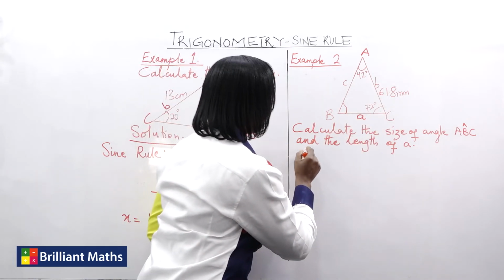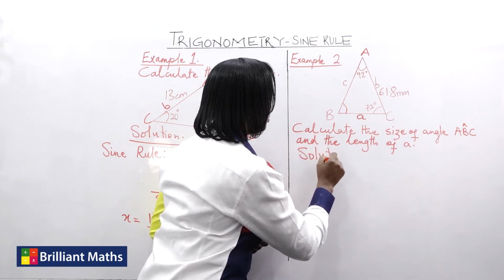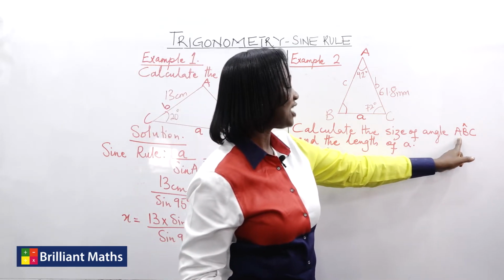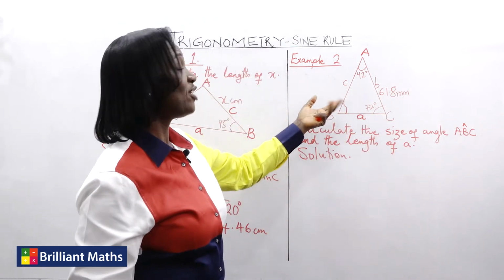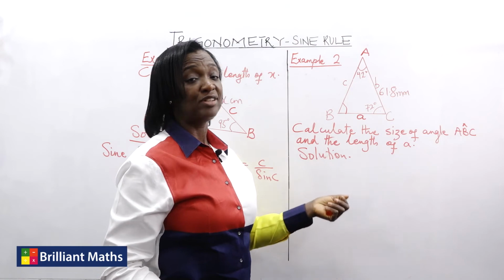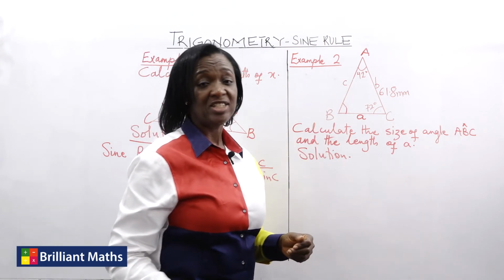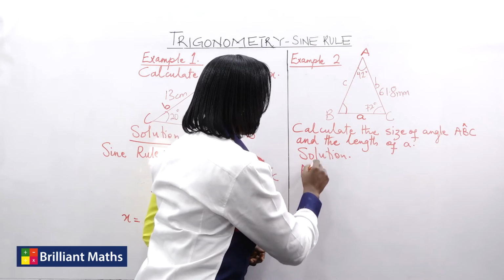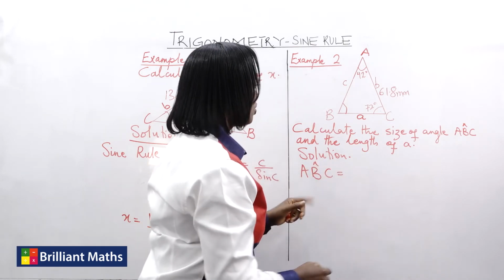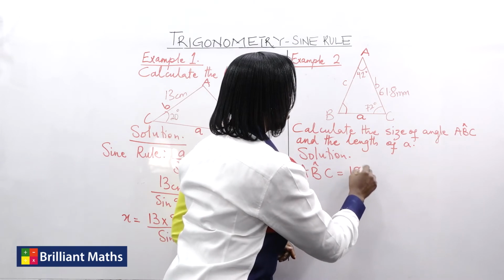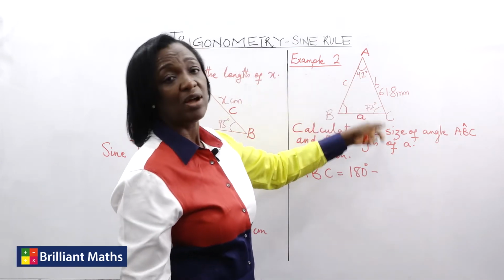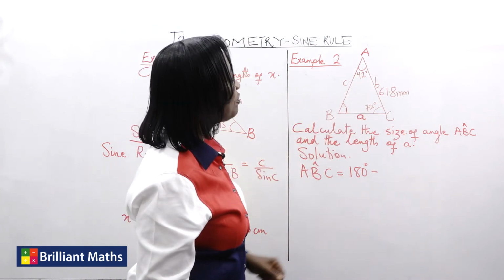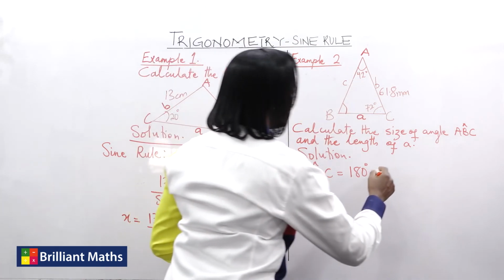So solution, the first thing we want to do is to find the size of angle B. It's a triangle, and the sum of the angles of a triangle will add up to 180 degrees. So ABC, the angle at B, is equal to 180 degrees minus the sum of angle A and angle C. And A plus C will give us 114 degrees.